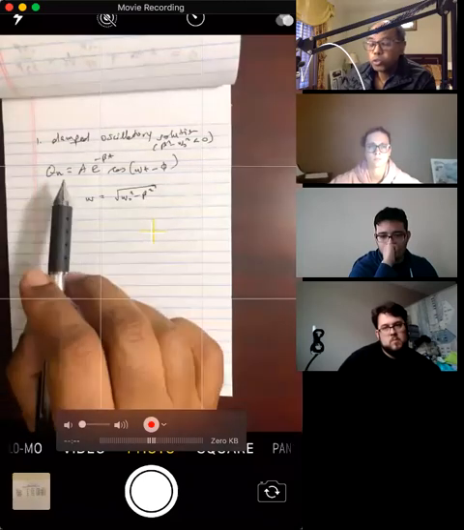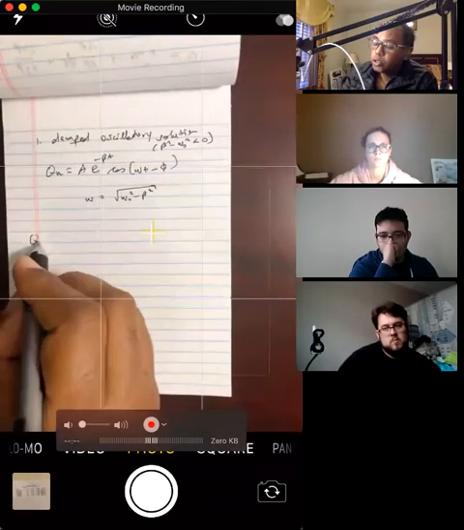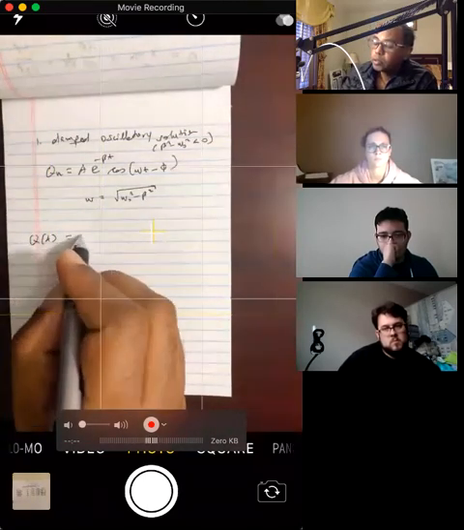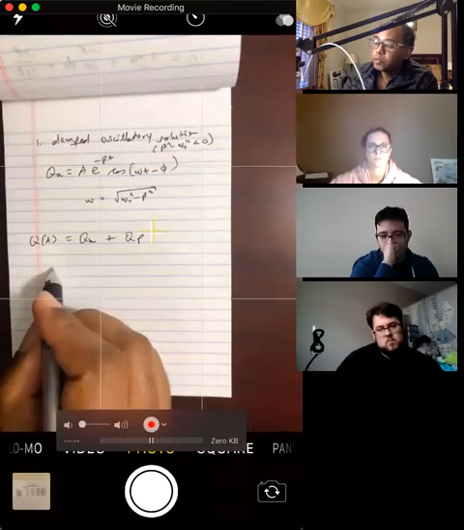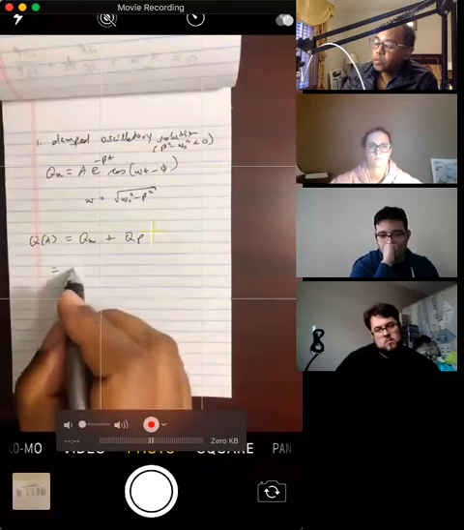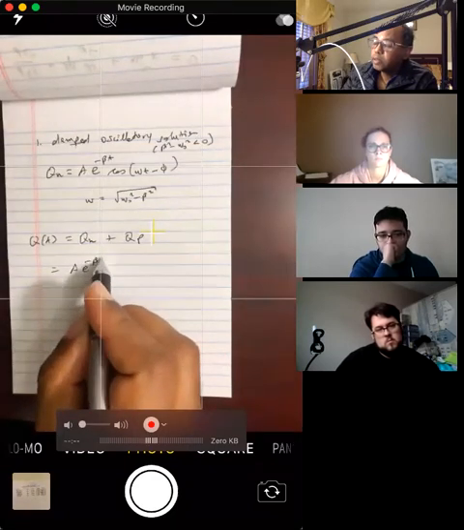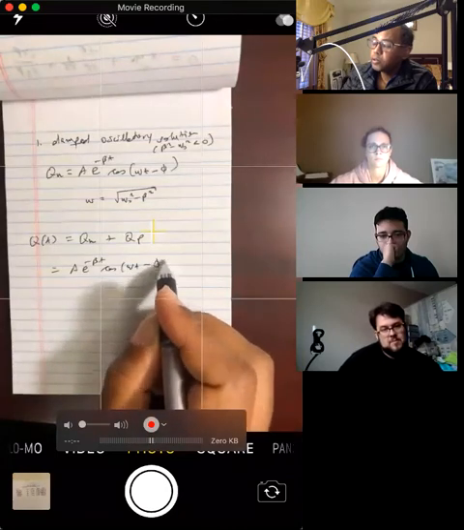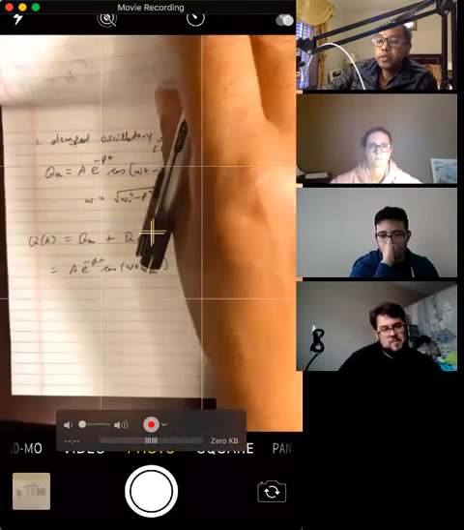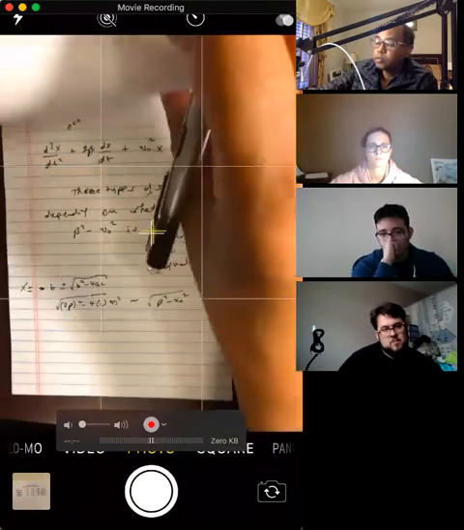For the homogeneous solution, so the general solution, if you remember, is the homogeneous solution plus the particular solution. Okay, so the homogeneous solution is this one, A e to the negative beta t, cosine of omega t minus phi. Phi and A are constants, plus the particular solution. Do you remember the particular solution? Q_P?